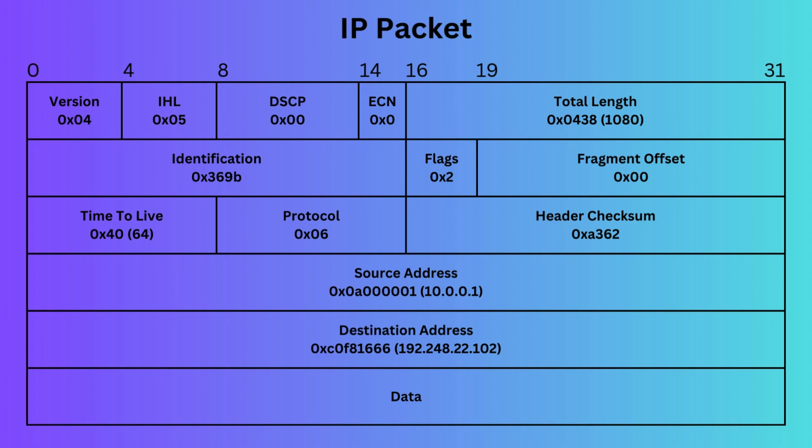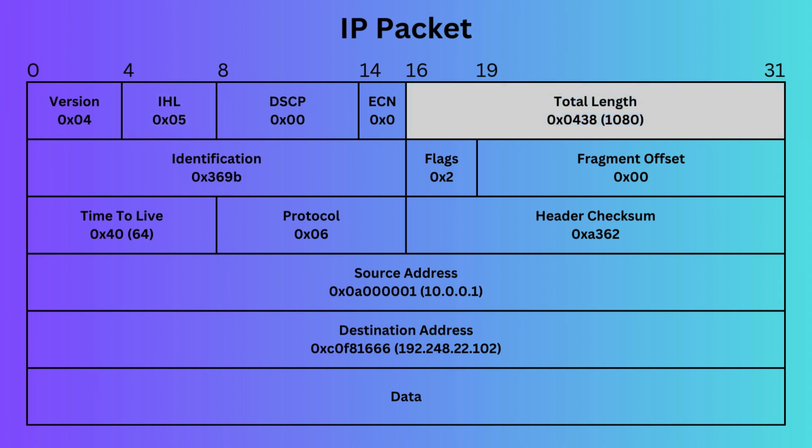Each packet has a header containing essential fields that guide the packet across the network. The version field, set to 0x04, indicates that this is an IPv4 packet. The Internet header length, or IHL, is 0x05. This specifies that the header is 20 bytes long, the standard size for IPv4 headers.